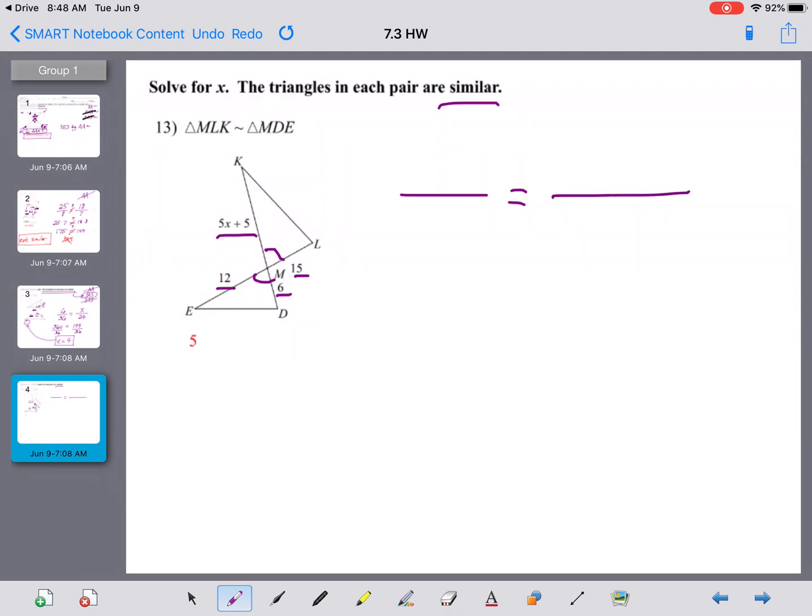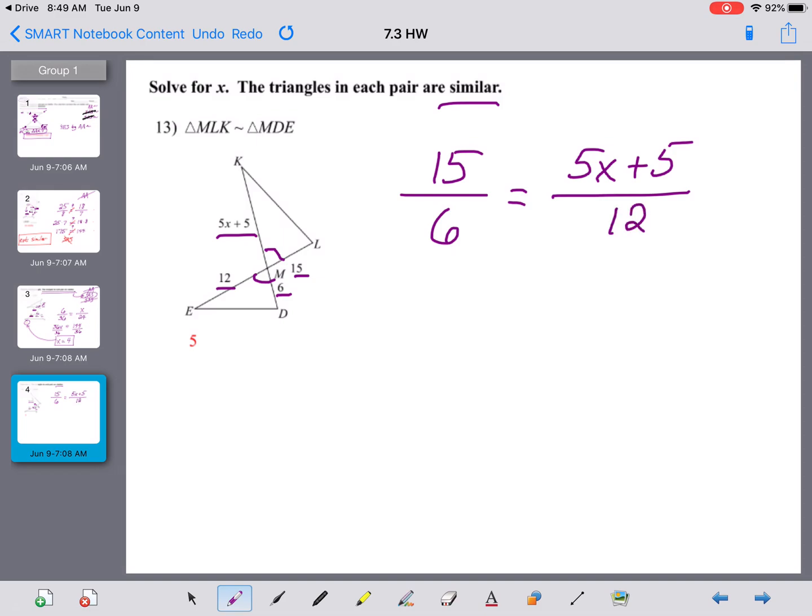Okay, so let's mix things up. We'll do the small side now. The small side in the top triangle has a length of 15. The small side in the bottom triangle has a length of 6. Now we'll move on to the longer sides. The longer side on the top triangle has a length of 5x plus 5, and the corresponding long side in the bottom triangle has a length of 12.